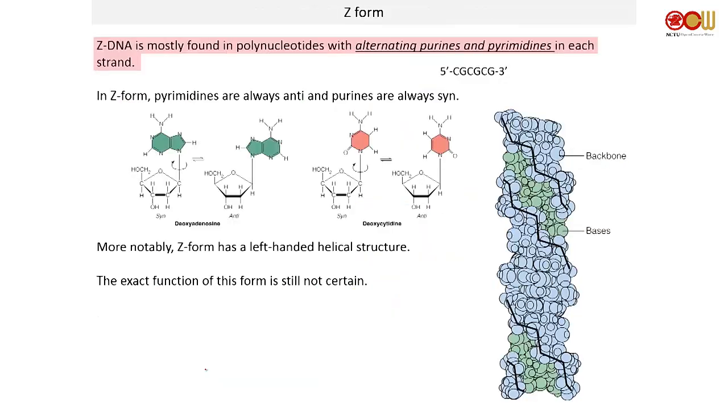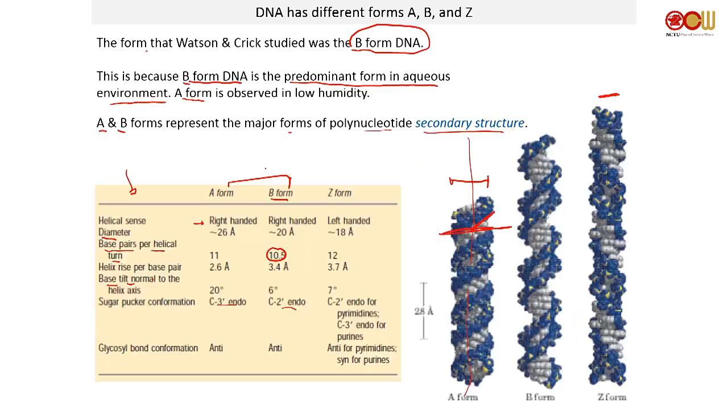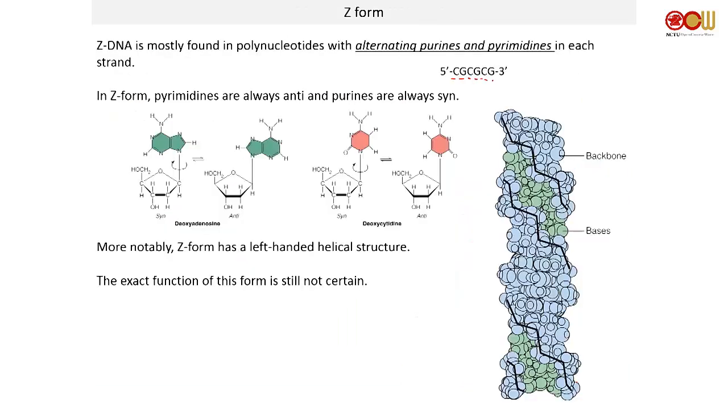So, Z form DNA is this weird thing mostly found in polynucleotides with alternating purines and pyrimidines in each strand. For example, if you have CG, CG, CG, or these awkward sequences, then you can have Z form. Z form is very small in diameter and very long. It's small but long. That's the Z form DNA. But you rarely see that. It's not very common.